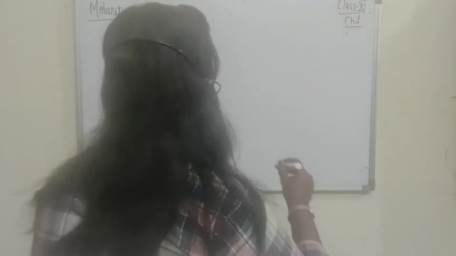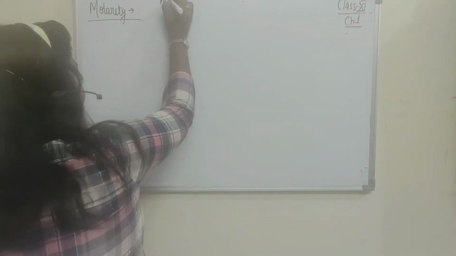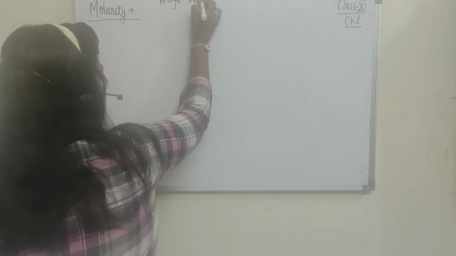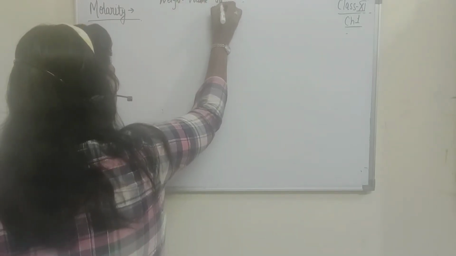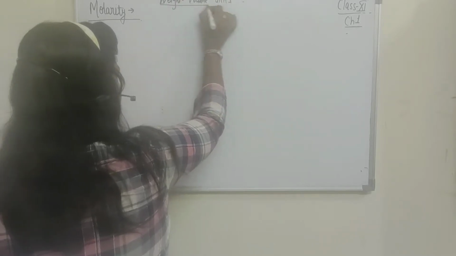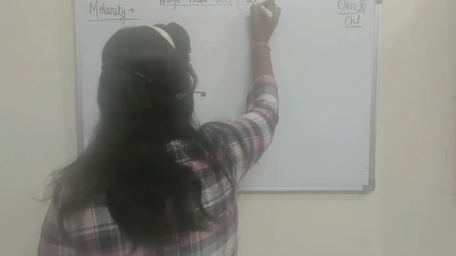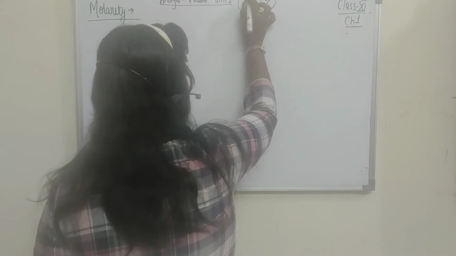Today's topic is W by V percentage units. W by V means weight, volume, units. I am taking today weight, volume, units of solution. It is the next concentration term of the solution. Weight, volume, units, or we can say W by V percentage.